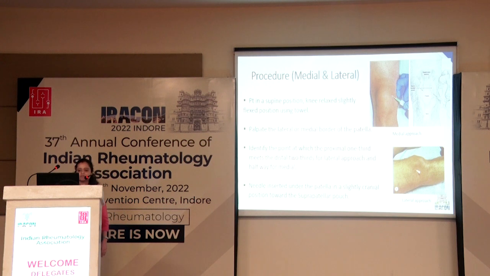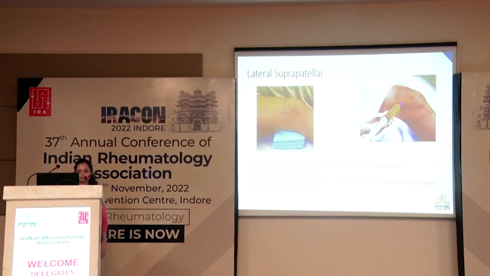In both medial as well as lateral knee injection, there is just a slight difference. We have to identify the point at which the proximal 1/3 meets the distal 2/3 of the patella border for the lateral approach, while for the medial approach it has to be midway between the two. The needle is inserted under the patella and in a slightly cranial position towards the suprapatellar bulge. Among all the joint injections, knee injection is something which we do very commonly, and the joint space is big, so it is easy to go inside the knee joint.